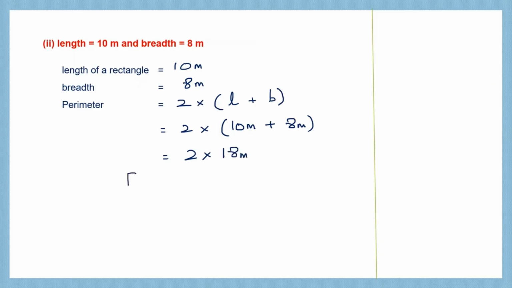So to find the perimeter, we need to multiply 2 into 18. So 18 into 2. 2 8s are 16, carry 1. 2 1s are 2 plus 1, 3. So we have found the perimeter here to be 36 meters. Use the same unit as length given here. So the perimeter of this rectangle is 36 meters.